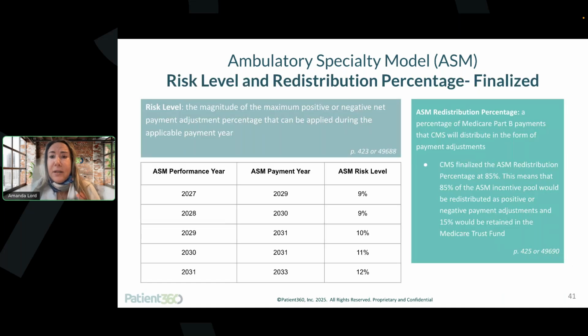CMS defined the risk level as the magnitude of the maximum positive or negative payment adjustment percentage that can be applied to an ASM during the applicable payment year. So as you can see in the table, payment years were finalized to occur 2 years after the performance year. This aligns with MIPS. We are all familiar with this. CMS finalized to start with 9% for the first 2 payment years, given its continued use within MIPS. So again, we're used to that 9%.